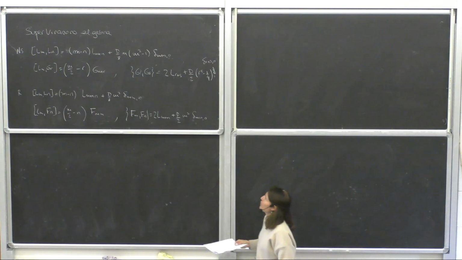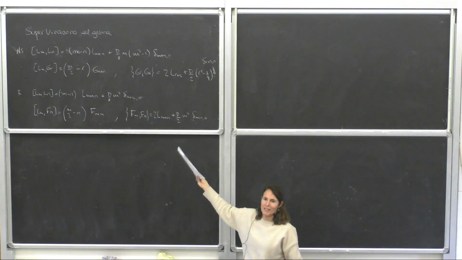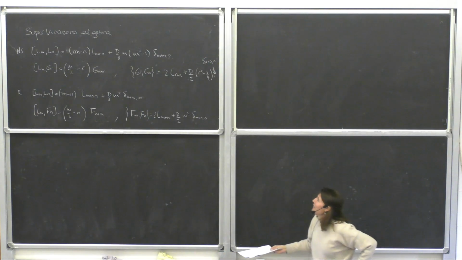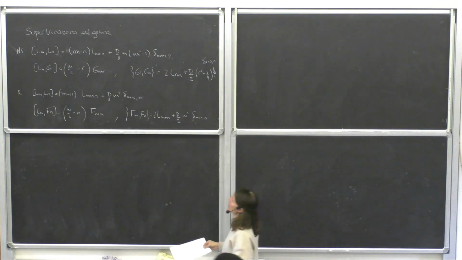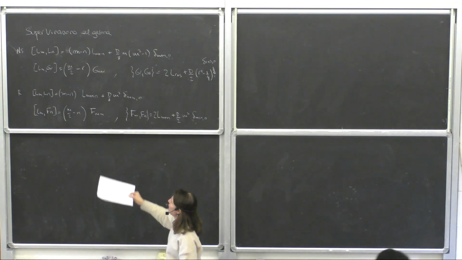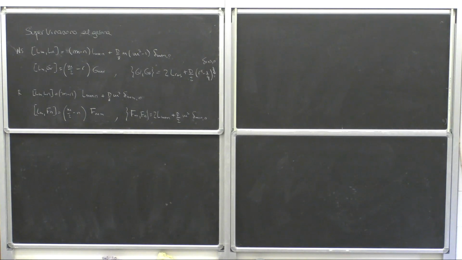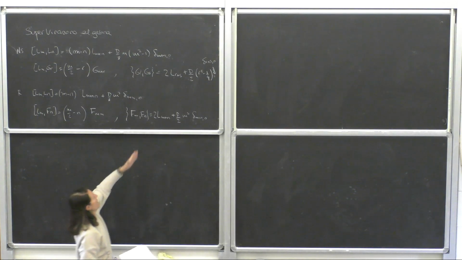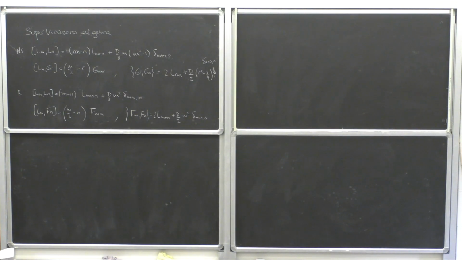Something I forgot to write, but this way I can put it there and you don't need to write it. You can find it in any book. That's the super Virasoro algebra. Remember the L's are the modes of the energy momentum tensor, and the G_r or F_n are the modes of the supercurrent. L and L gives you L, L and G gives you another G, and G and G gives you L. So commutation relations that make sense.